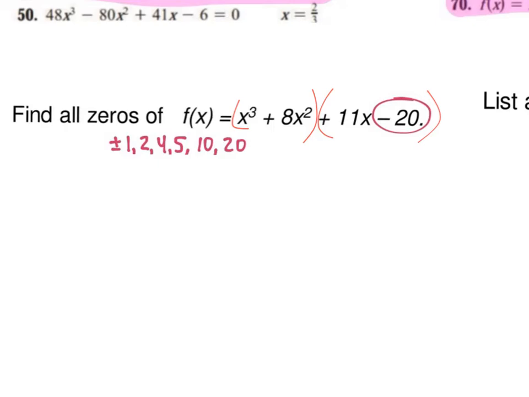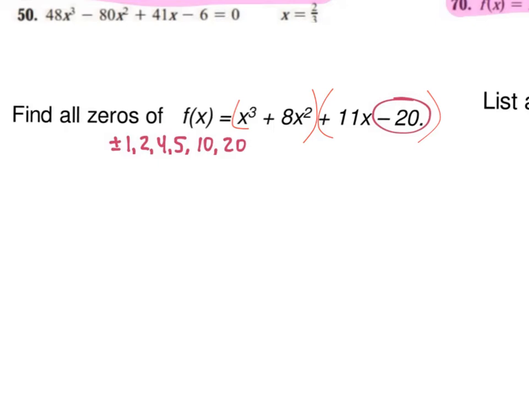How many answers should I have? How many x's do I have? 3. I have 3 because it's x cubed. So what you do for the rational zeros test, you look at the last number. This happens to be 20. And you think of all the factors that make up 20. So 1 times 20, 2 times 10, 4 times 5. And it could be a combination of positives or negatives.